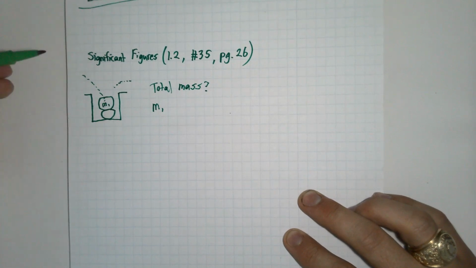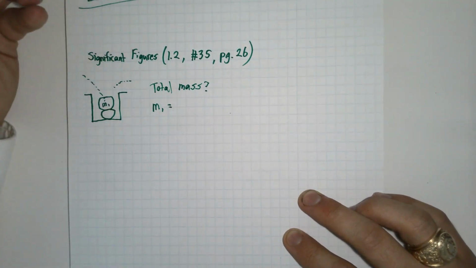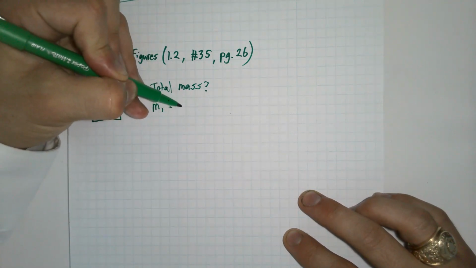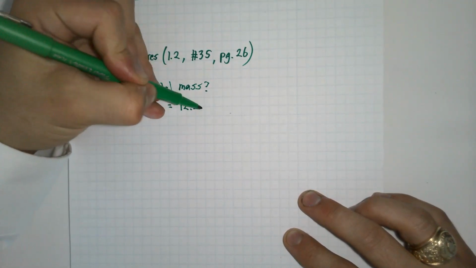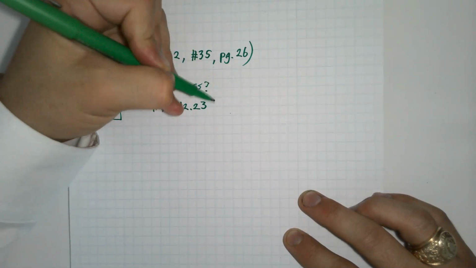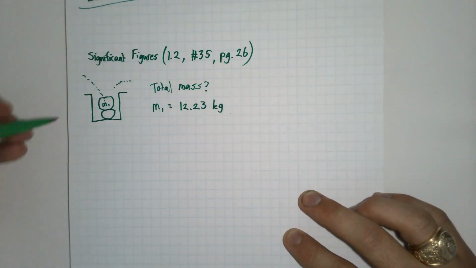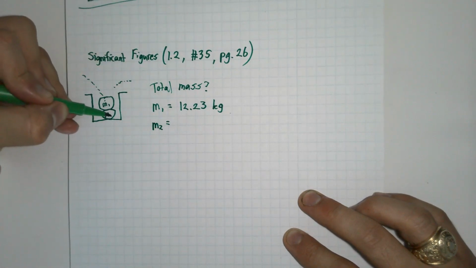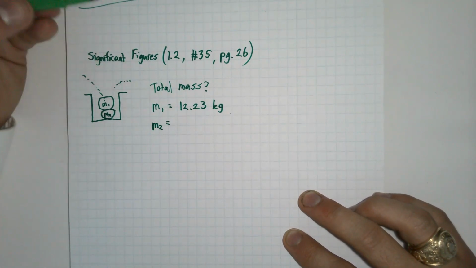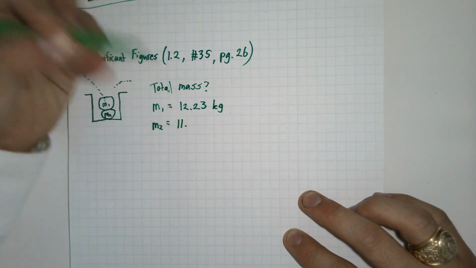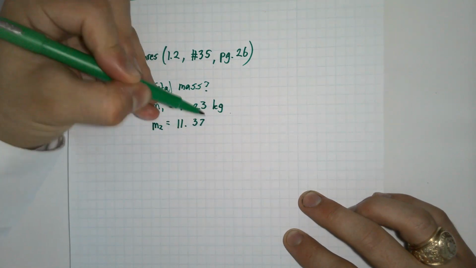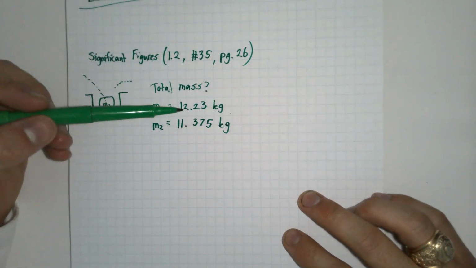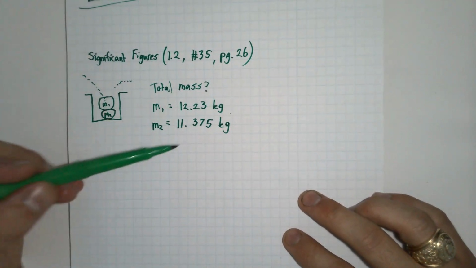Well, first we need to know what is the mass of the first object, which we label M1. Say we had weighed it out beforehand, and we measured it to be 12.23 kilograms. Very big rock, very big container. And then we have mass 2 for the second rock, M sub 2, and say that one's 11.375 kilograms.